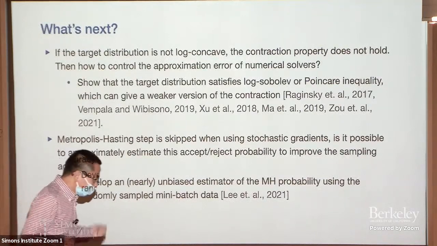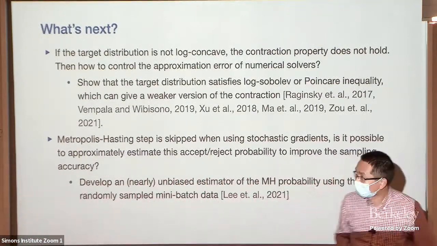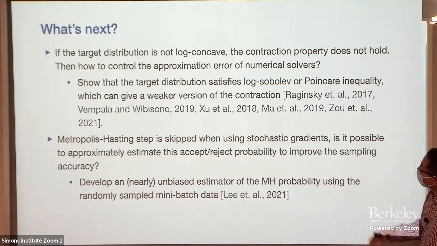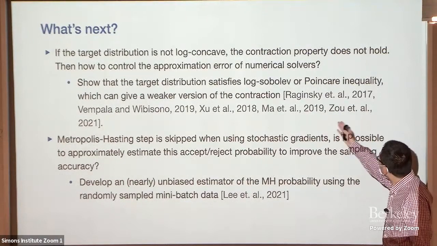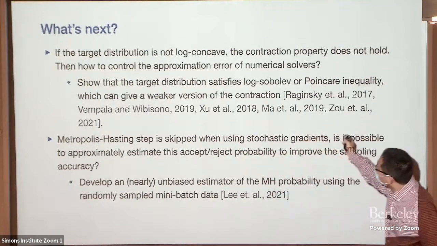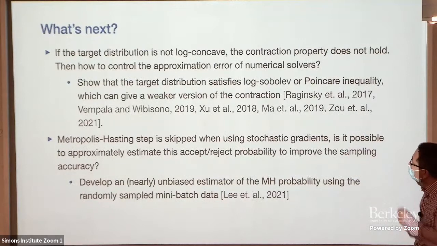And what's next? One thing I think might be interesting to look at is if the target distribution is not strongly log-concave, or even not log-concave. In that case, the contraction property does not hold, and how to control the approximation error of this kind of numerical solver could be an interesting problem to think about. There is some prior work by Raginsky, Rakhlin, Telgarsky, Vempala, Wibisono and many other people. They relaxed the contraction to a weaker version based on the log-Sobolev inequality or Poincaré inequality and such.